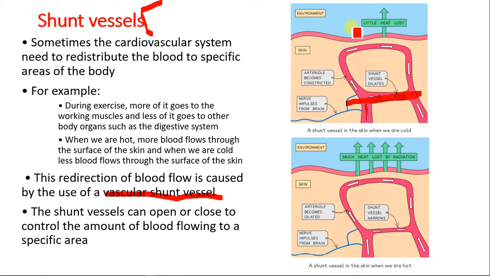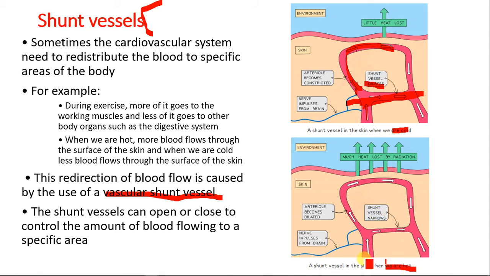Now, when we are cold, the shunt vessels become open. So more blood will flow through the shunt vessels from the arteries directly to veins without passing through the capillaries. However, when we are hot, the shunt vessels will constrict. You see here it opens, becomes wider, it dilates. While in this, when we are hot, the shunt vessels will narrow, it will constrict.